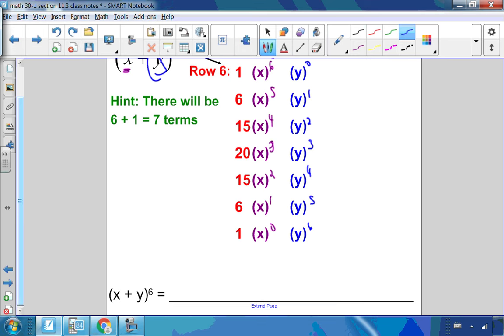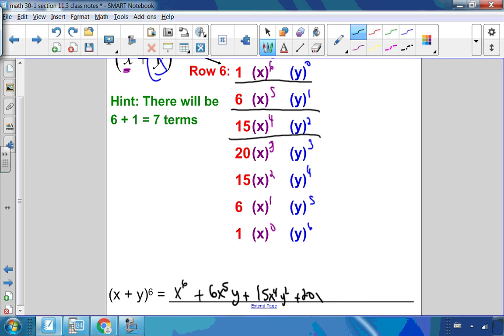So let's write our final answer down here horizontally. So I have here 1 x exponent 6 y exponent 0. That's just x exponent 6 plus 6 x to the 5th y plus the next row here 15 x exponent 4 y squared, and so on. So I have 20 x cubed y cubed, 15 x squared y exponent 4, 6x y exponent 5, and add on y exponent 6 at the end. So that would be my total expansion.